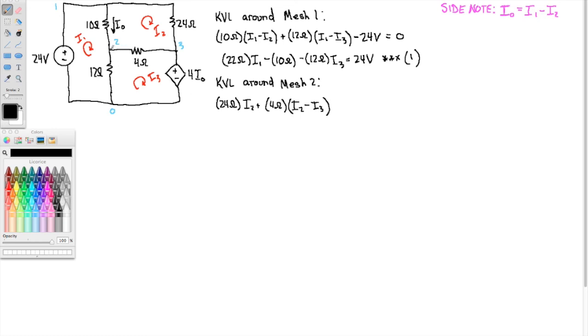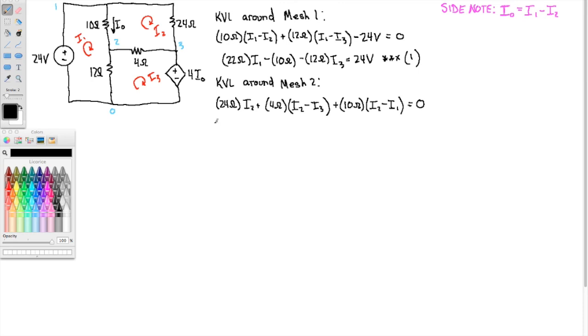Now I'm here at node 2, and I want to get back to where I started, so I need the drop across that 10 ohm resistor. That's plus 10 ohms times I2, which is with me, and I1 opposes me. In other words, I2 minus I1. Back to where I started, so all of this equals 0.